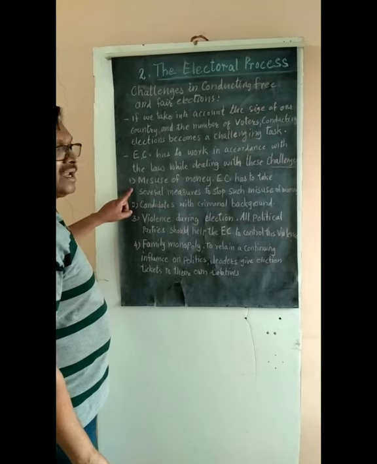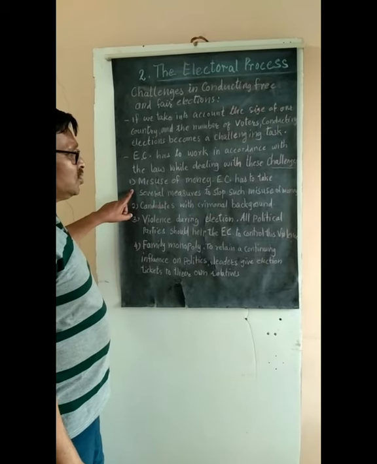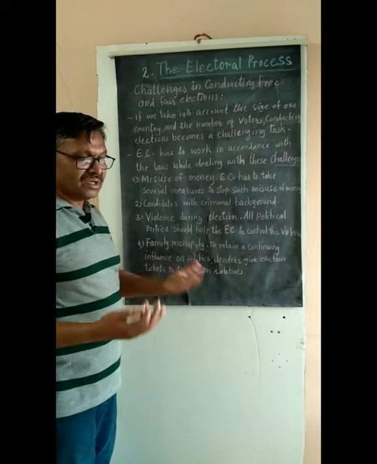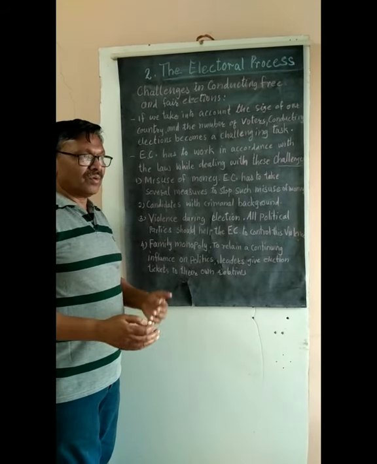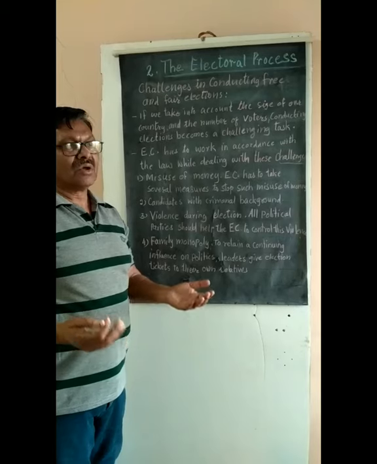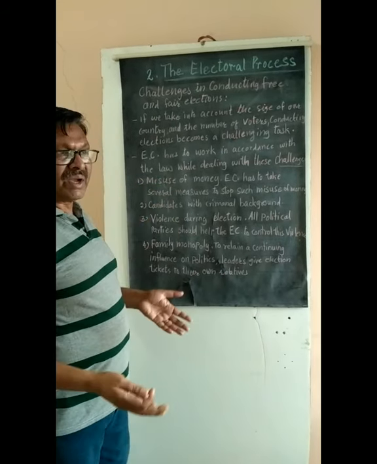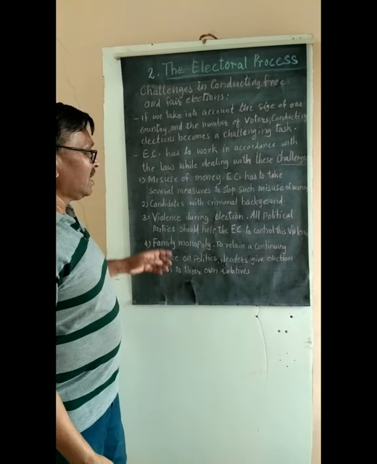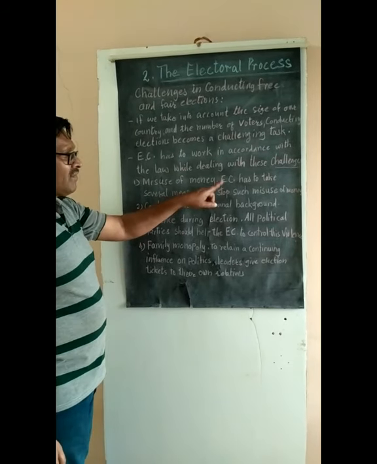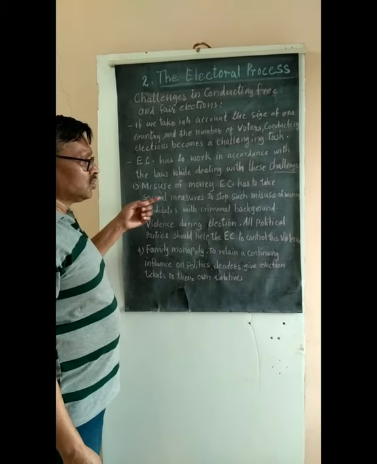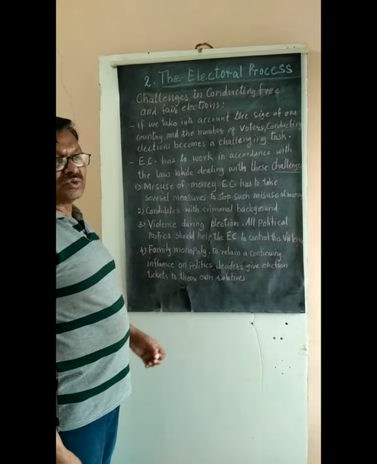So the first challenge is the misuse of money during this election time. Many political parties may misuse money, the government money, and therefore it is the responsibility of the Election Commission to take several measures to stop such misuse of money.